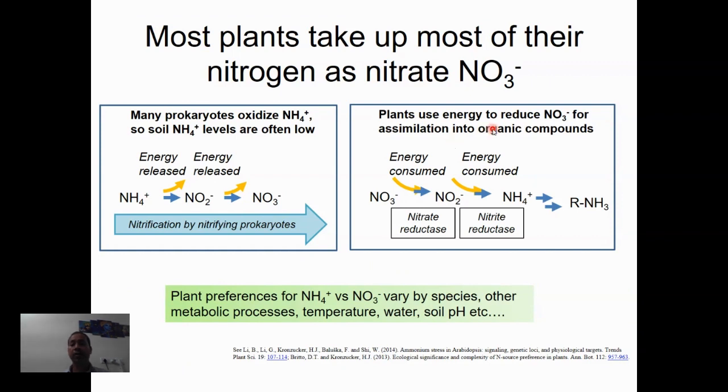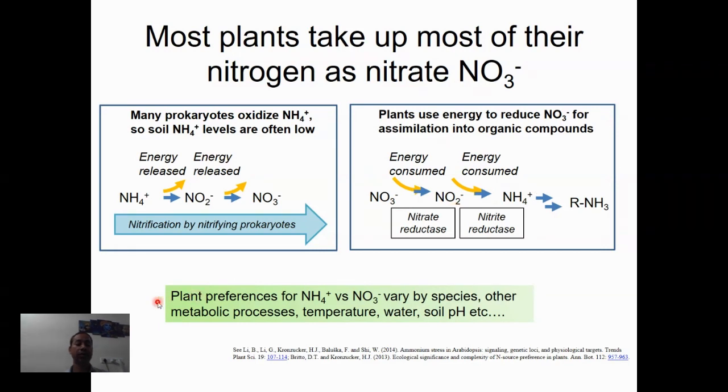The plants use energy to reduce nitrate for assimilation into organic compounds. In this case, the nitrate is taken up by the plant, is reduced to nitrite, and in the next step it is reduced to ammonium. So in this process, energy is required in the form of ATP to convert it into organic compounds.